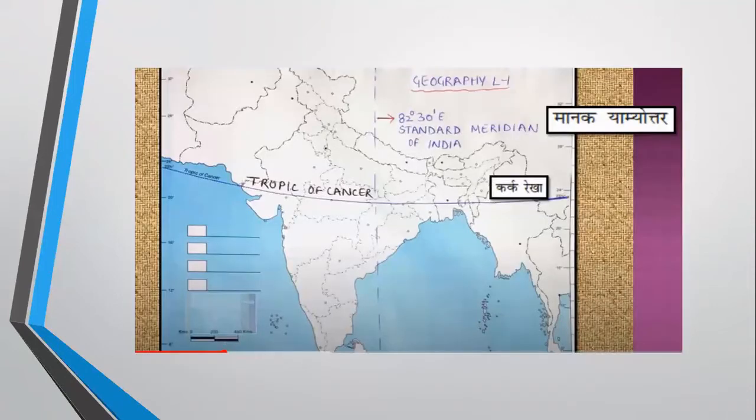Next, you will mark the Tropic of Cancer. Tropic of Cancer is 23.5 degrees north. So in your map, you take another map for this. In your map, you're going to mark 23.5 degrees on both the sides of the map. Okay, you will have the markings on your map. So both the sides you will see 23.5 degrees north, and then you are going to join those two lines.